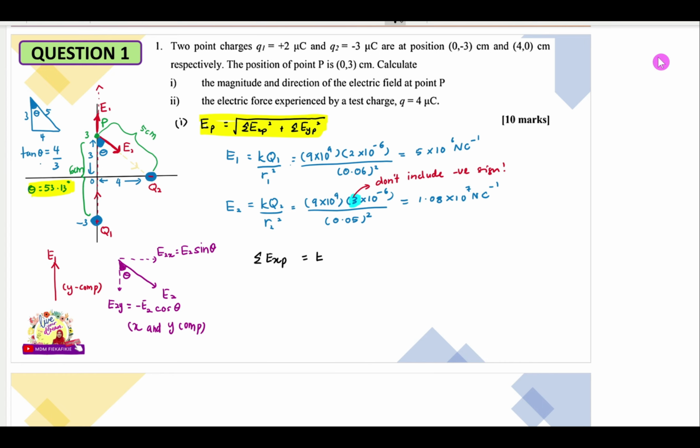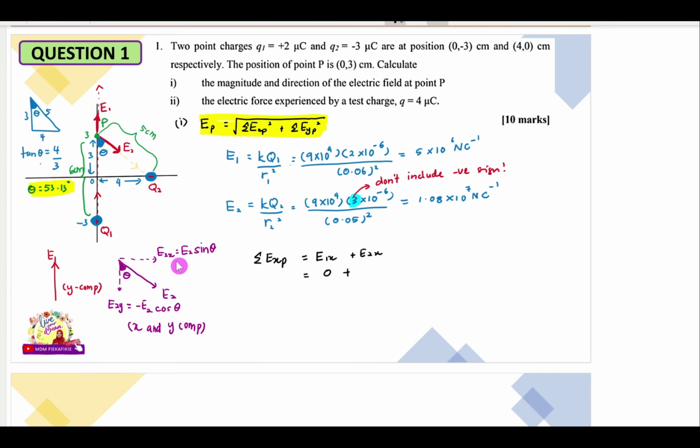So, kalau kita nak tulis, kalau nak tulis juga boleh, E1X plus E2X. E1X, okay, E1 tak ada in X component, so kosong. So, dia akan jadi 0 plus E2X, look at here, E2X, we have E2 sin theta, okay, and the direction of E2X is to the right.